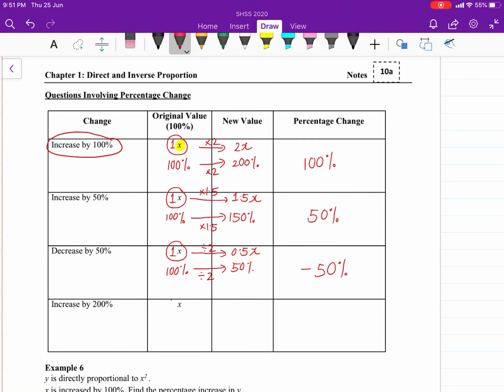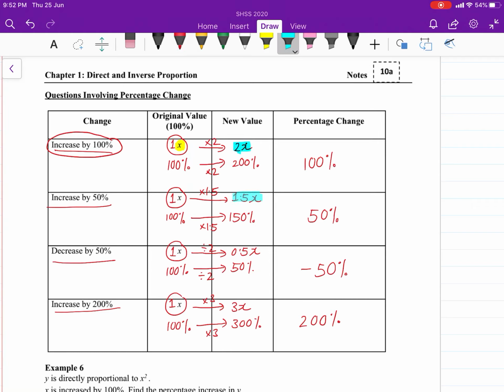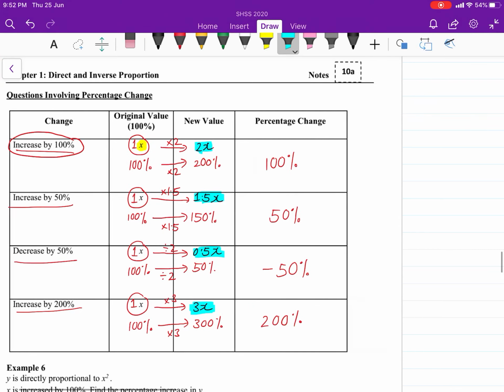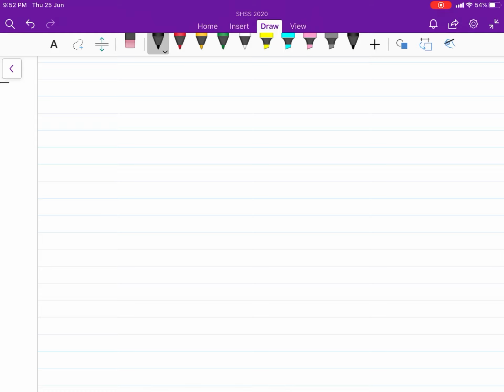Same for the last one. This is 1x, 100%. If I increase by 200%, it becomes 300%. It's multiplied by 3. This is 3x. The percentage change is definitely 200%. So you need to understand the phrasing for this type of questions, which is increase by 100%, increase by 50%, decrease by 50%, increase by 200%, and get the relevant new value of x. This is very important.